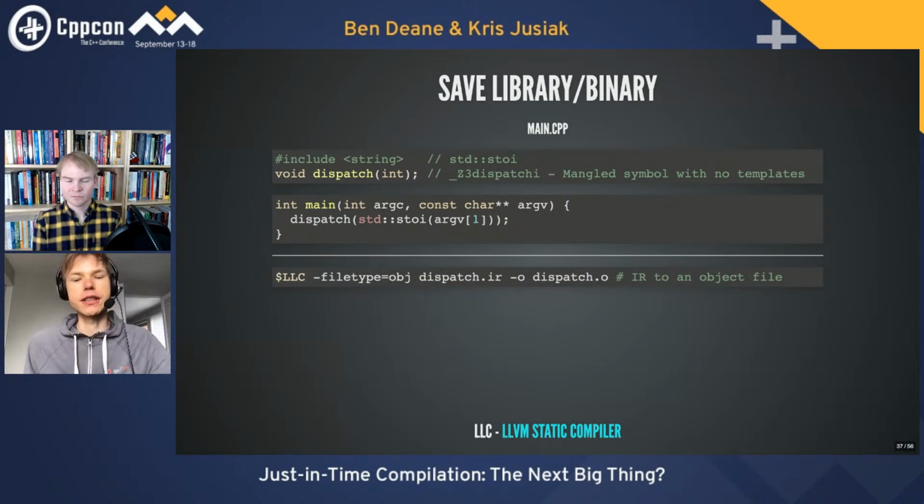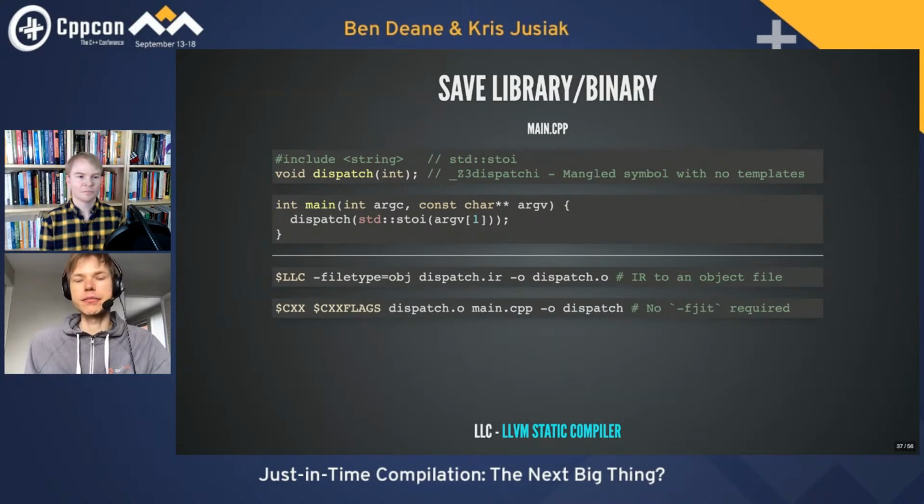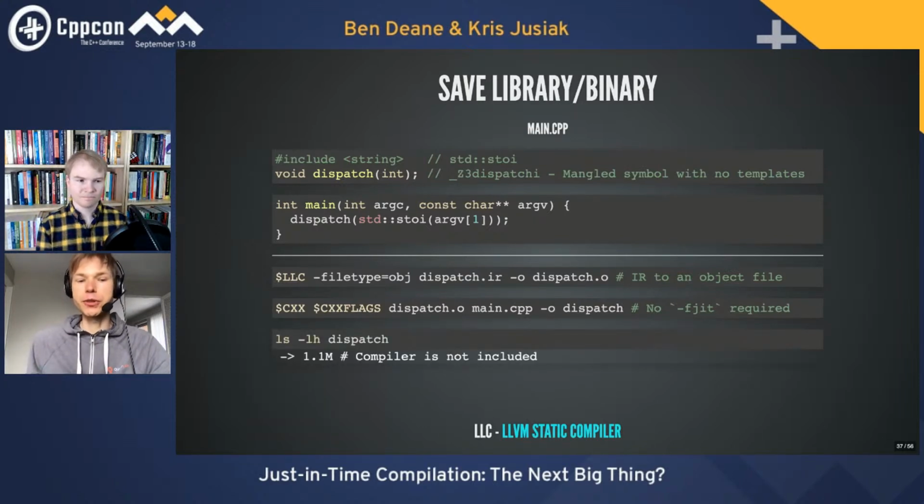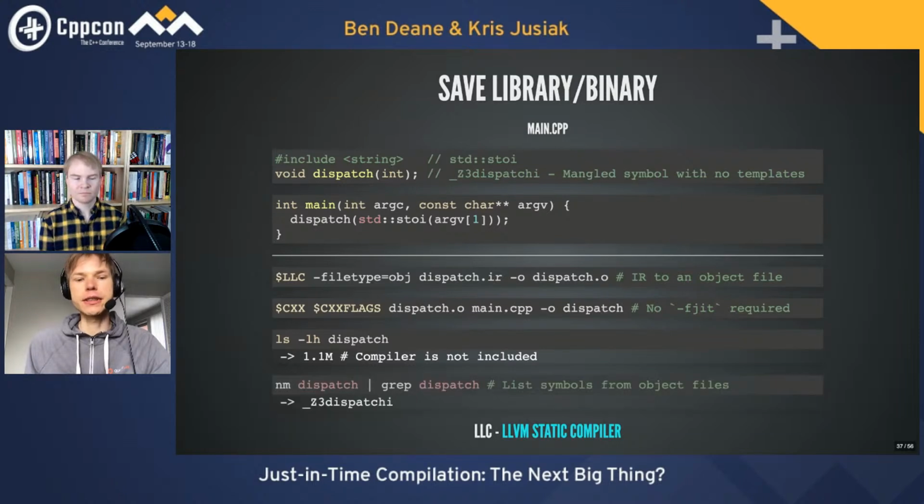Then we'll use the LLVM static compiler to produce a binary out of this IR, which takes basically no time. It's a very simple one-to-one translation. And then we'll compile it with our main. Notice here that we don't have to pass the JIT flag anymore. That will produce the optimized version of that binary, which will be just 1 megabyte, because there is no compiler included in it. And you can find this dispatch symbol in the list of symbols from the object files as well.